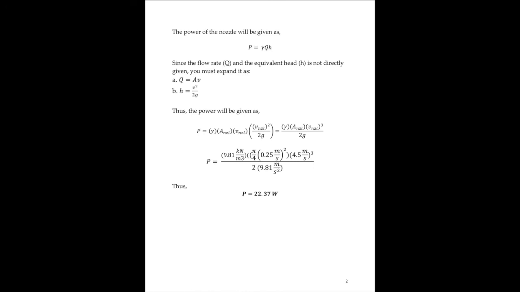The problem also requires for you to find the power of the nozzle, and it will be given as the specific weight of the fluid multiplied by the flow rate multiplied by the equivalent head. Remember that equivalent head is a measure of length. Since the flow rate and the equivalent head are not directly given, you must expand them: the flow rate will be given as area multiplied by the velocity, while the equivalent head will be given as the square of the velocity divided by 2 multiplied by the gravitational acceleration.